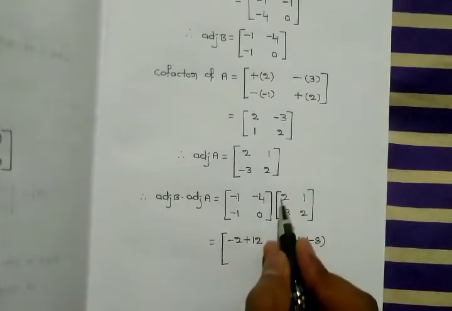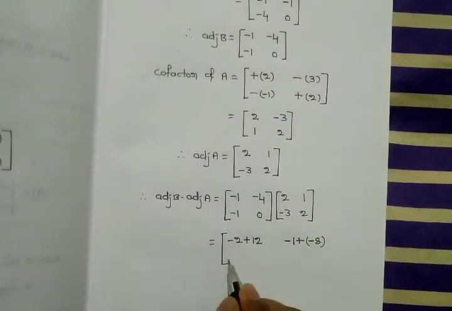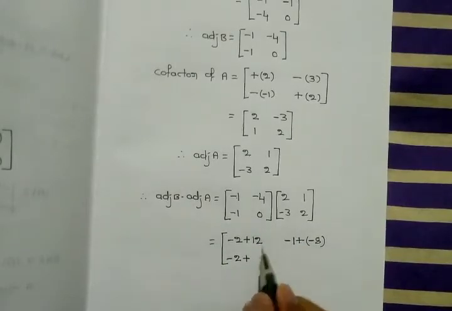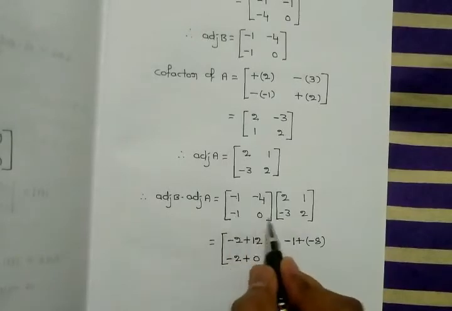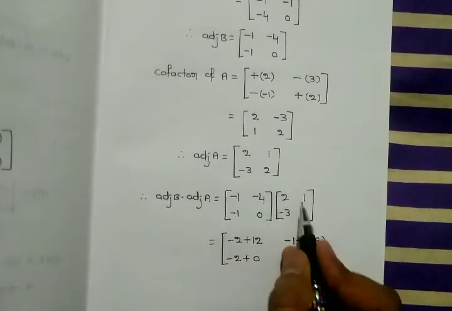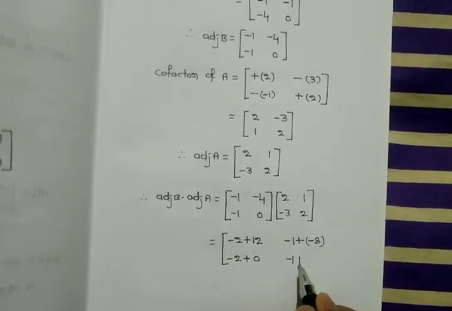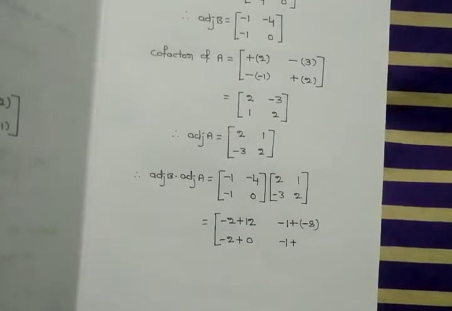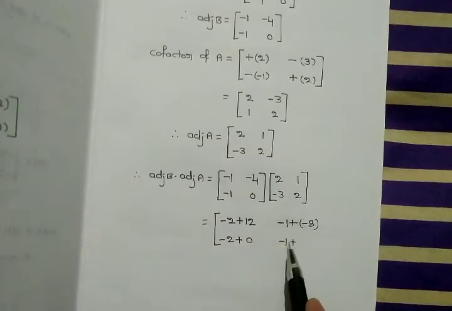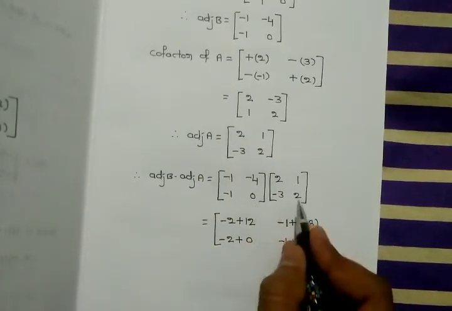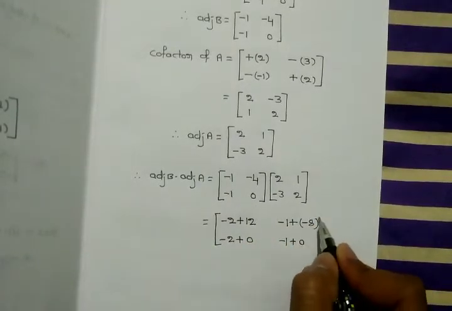Next, second row, first column. Minus into plus is minus. 1 into 2 is 2. Middle plus sign. 0 into any value will be 0. Next, second row, second column. Minus into plus is minus 1, plus. Next, minus into plus is minus 1. Next plus 0 into any value will be 0.